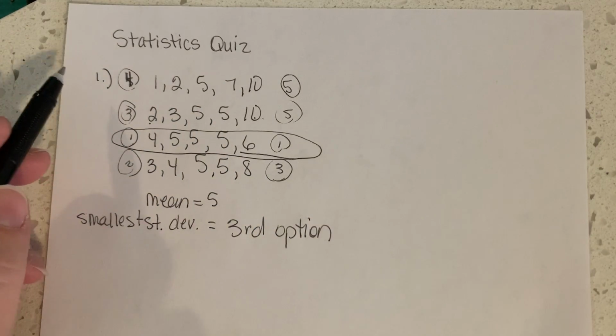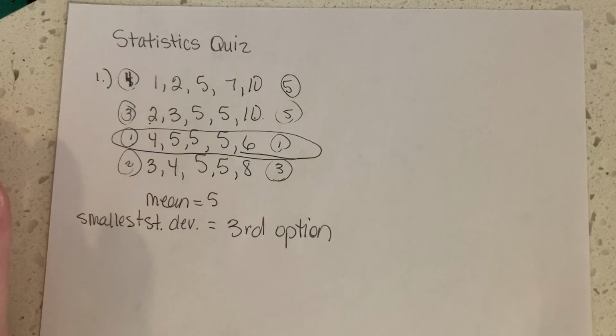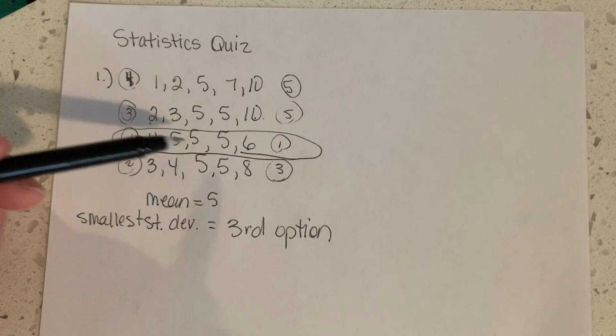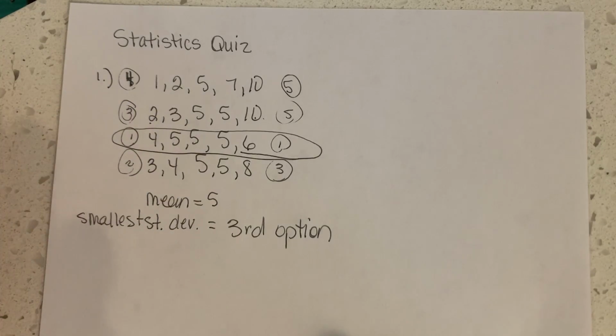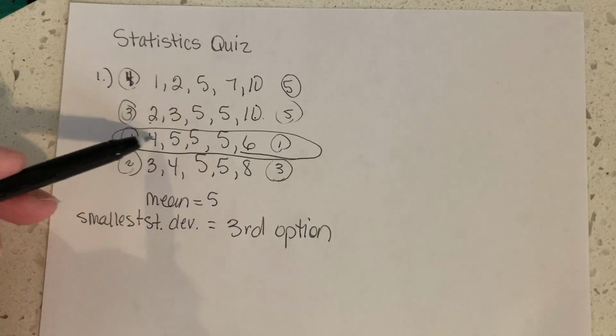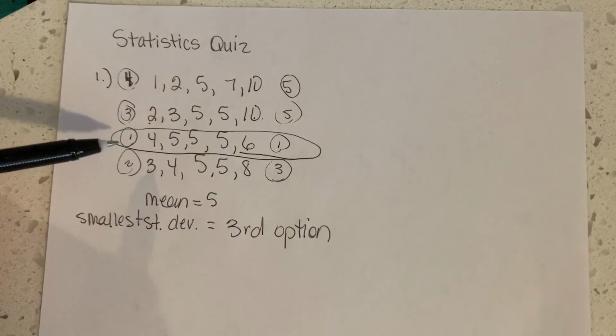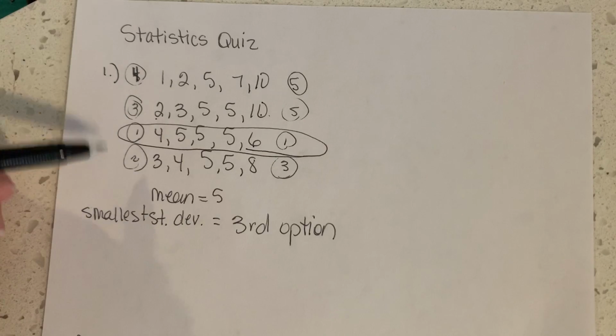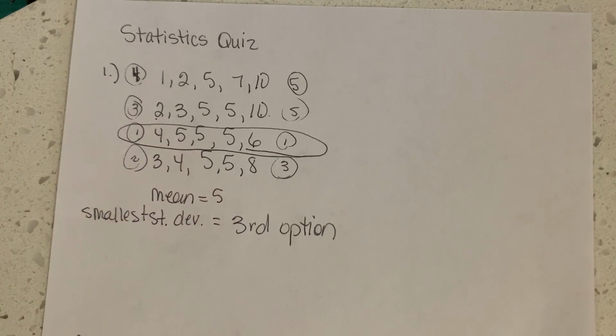So they're not deviating very much, right? So that's why option 3 for number 1 is the answer, because you're looking to find the ones that are deviating away from the mean the least. And these are sticking super close. And so whether you calculate it or just look at it, you can tell that the standard deviation that would be the smallest is the third option.